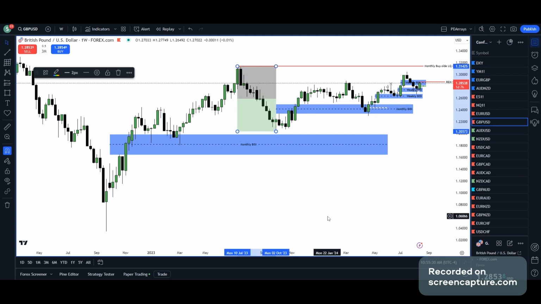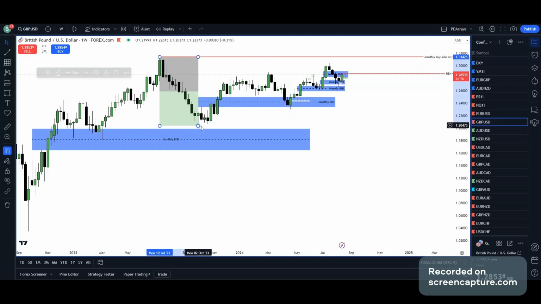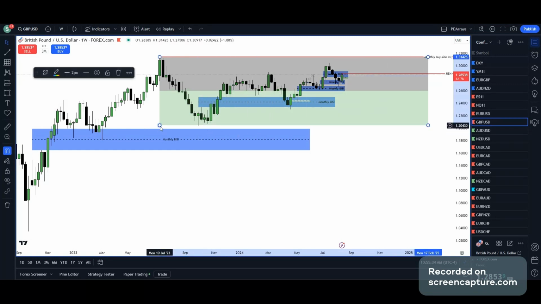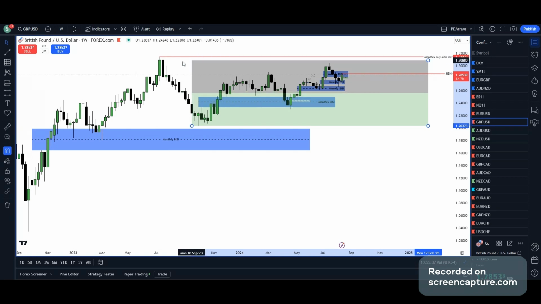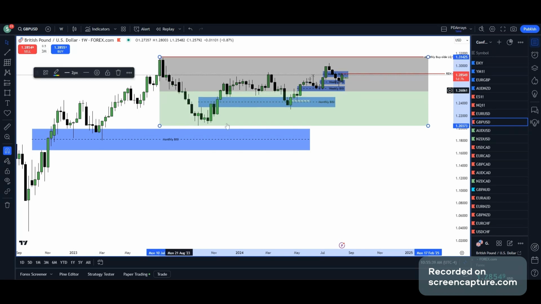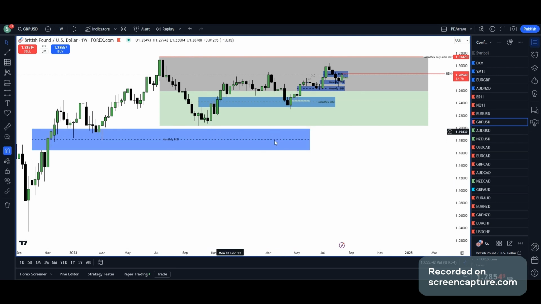But I'll use this here. This is our weekly. Technically, we're still in premium. Long term, I'm buying in premium, but the damage has already been done. This market maker model is already set to occur. It's already moved up past 50%, so we're in premium, and I'm currently in a buy. I have my sights set on these relative equal highs, which you can't see from here, but I'm going to drop down in time frames.